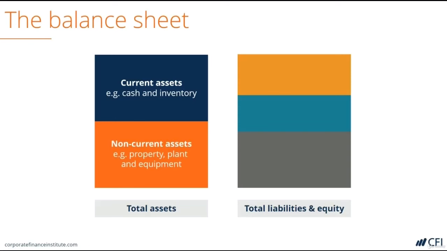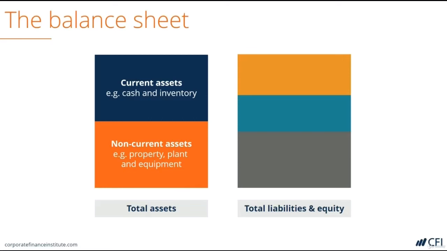The second category is non-current assets. Non-current assets are expected to last more than a year's time and include things like property, plant, and equipment, technology, patents, trademarks, etc. Non-current assets are typically grouped into two categories: tangible and intangible assets. Tangible being those that are physical, like property, plant, and equipment, and intangible being those like patents and trademarks that are not physical.